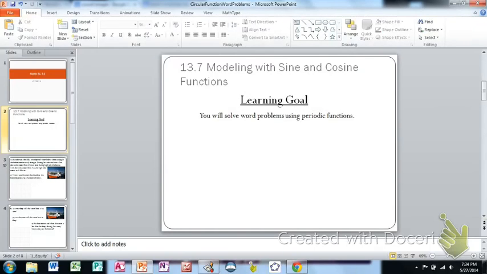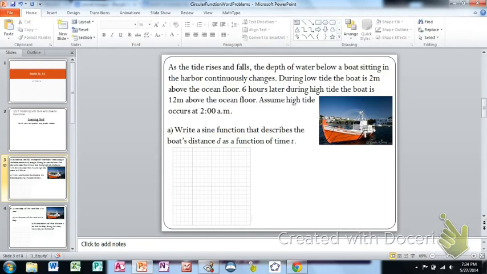So, got a couple problems for us to work with here. Let's go ahead and jump into this thing. Alright, first problem. It says, as the tide rises or falls, the depth of water below a boat sitting in the harbor continuously changes. During low tide, the boat is 2 meters above the ocean floor. 6 hours later, during high tide, the boat is 12 meters above the ocean floor. Assume high tide occurs at 2 a.m.